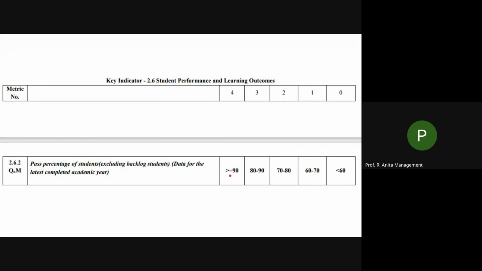So if the pass percentage is 90%, then you get full marks, and you are going to get only 0 marks if it is less than 60%, right?